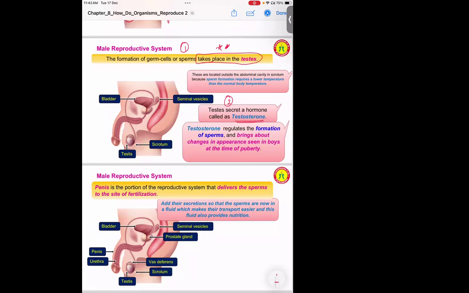Now this testosterone regulates the formation of the sperm, and it also brings out the changes which you can see in the boys at the time of puberty.